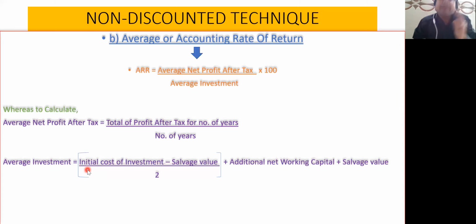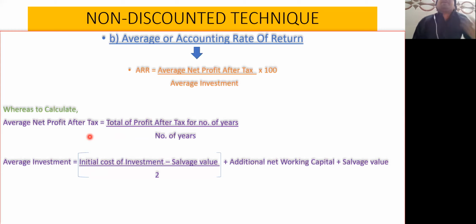Remember it, right? While solving practical sums, these formulas are very important. And these formulas become clearer when you solve the practicals also. So review this formula, right? Because theory is also very important. If they ask short notes in exams, ARR or non-discounted techniques, you have to write all this, okay? So come on, review it.